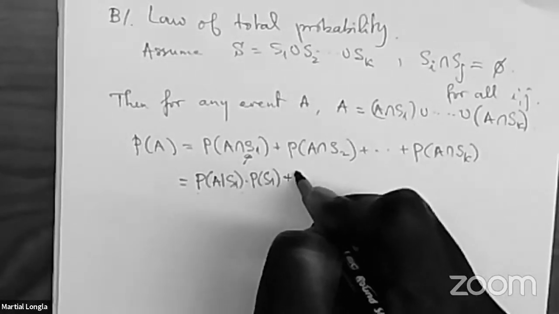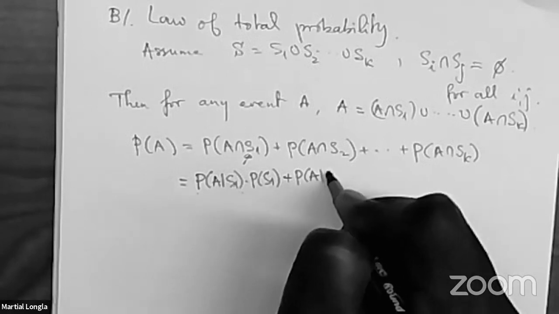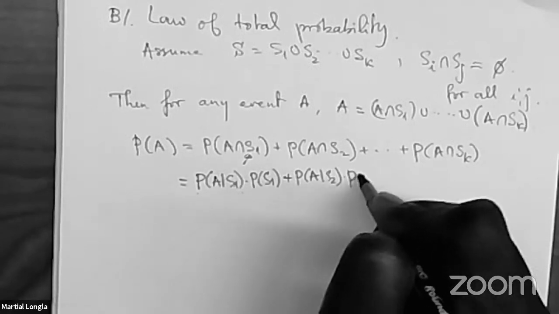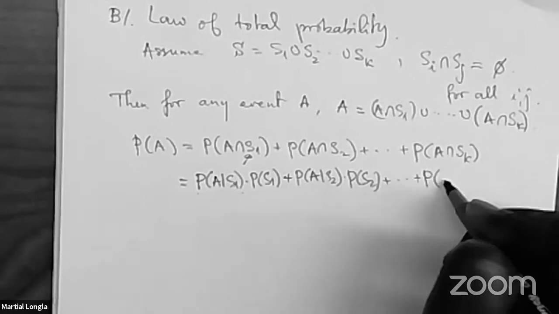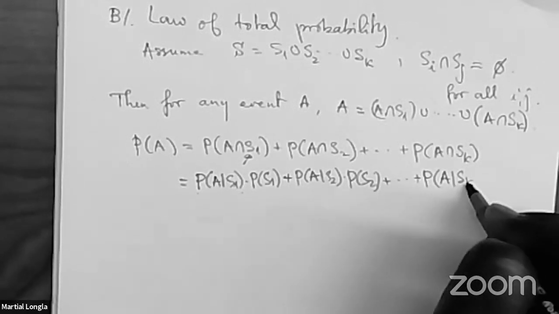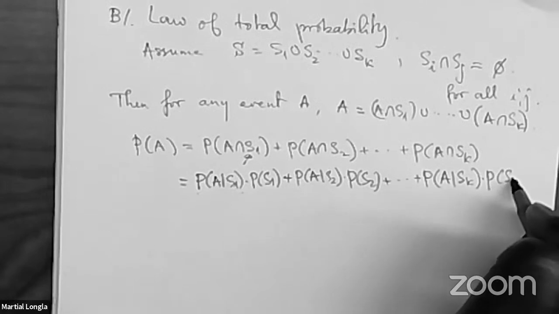Then at the second plant, it's the same thing: A given S2 times the probability of S2. And so on, all the way to probability of A given Sk times the probability of Sk.